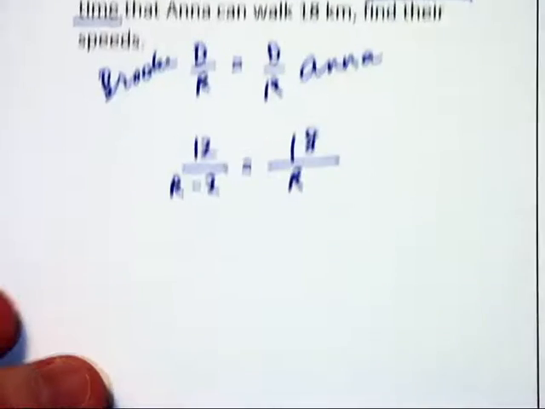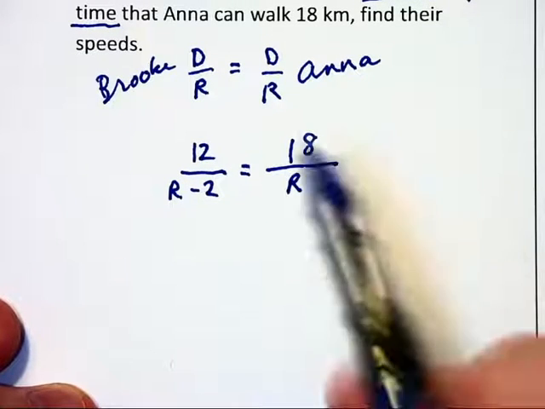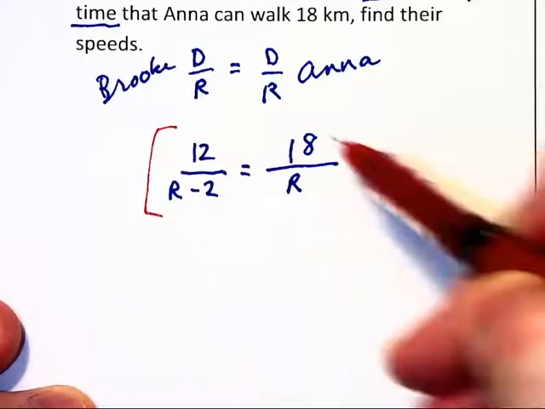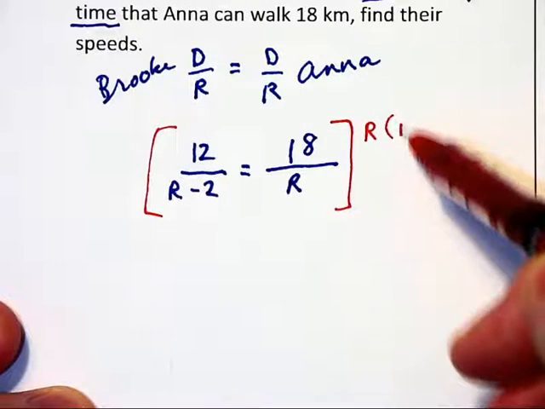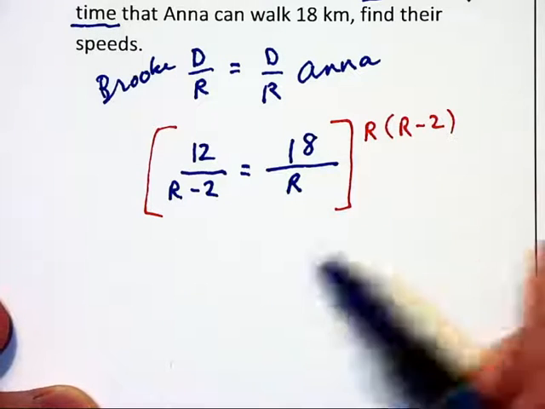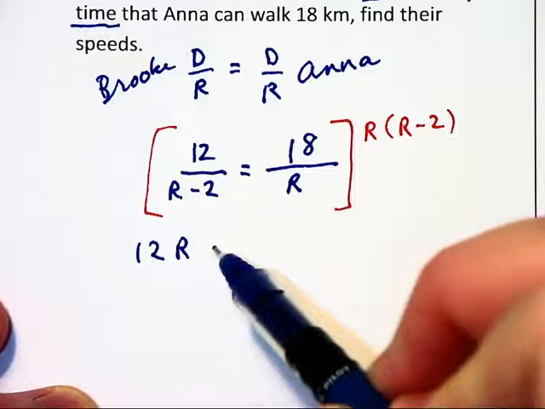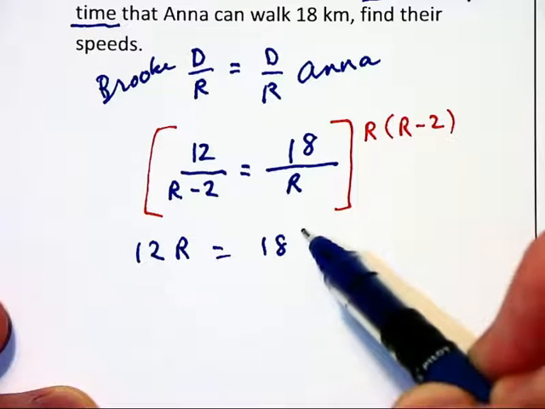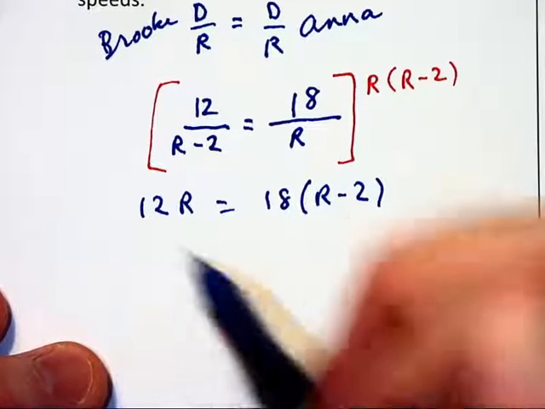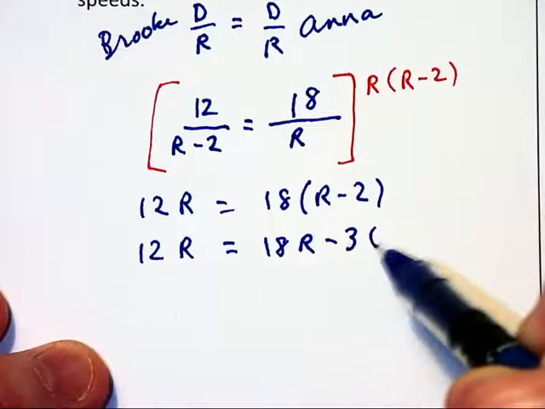Notice how easy it was to come up with this equation, and it says we're trying to find both of their speeds at the end. So we're going to be looking for both r and r minus 2 when we solve this. We're going to solve this easily by multiplying through by r times r minus 2, which is the least common denominator. Or you can think of this as cross multiplication. On the left, after the r minus 2's cancel, you're going to have 12r, and on the right, after the r's cancel, you'll have 18 times r minus 2. Doing the distribution on the right-hand side leaves us with 12r is equal to 18r minus 36.